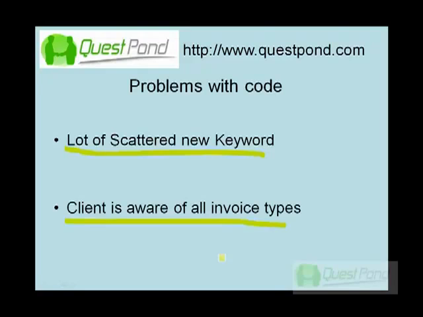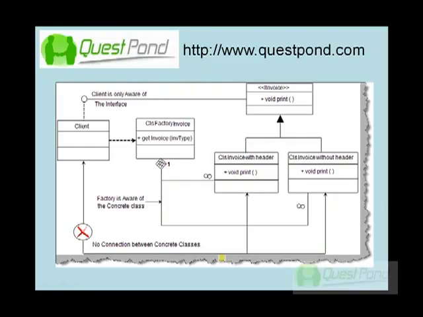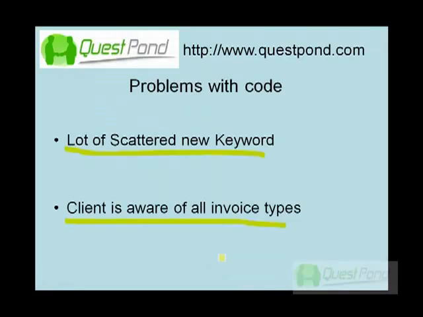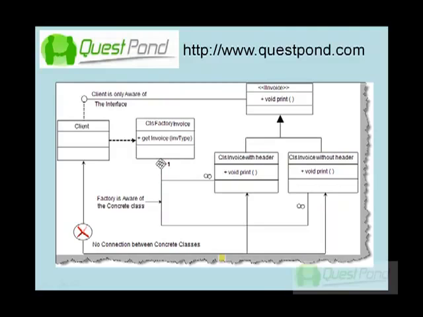So how do we solve this problem? The answer is factory patterns. Here's the approach for how factory patterns are implemented. The first problem is the lot of scattered new keywords. So let's solve that first.